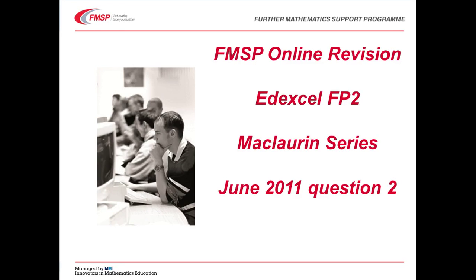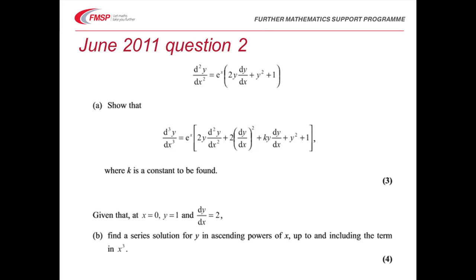We're going to be looking at the Edexcel FP2 question on the Maclaurin series from June 2011, question 2. This question gives us the differential equation for d2y by dx squared, and we've got to find an expression for d3y by dx cubed, identifying the value of the constant k. Then, given the conditions x equals 0, y equals 1, dy by dx equals 2, we've got to find a series solution for y in ascending powers up to and including the x cubed term.